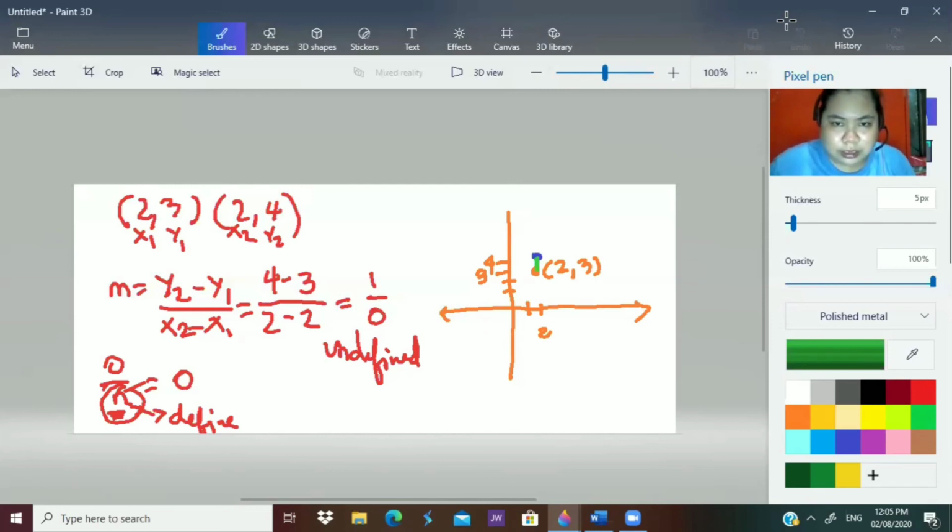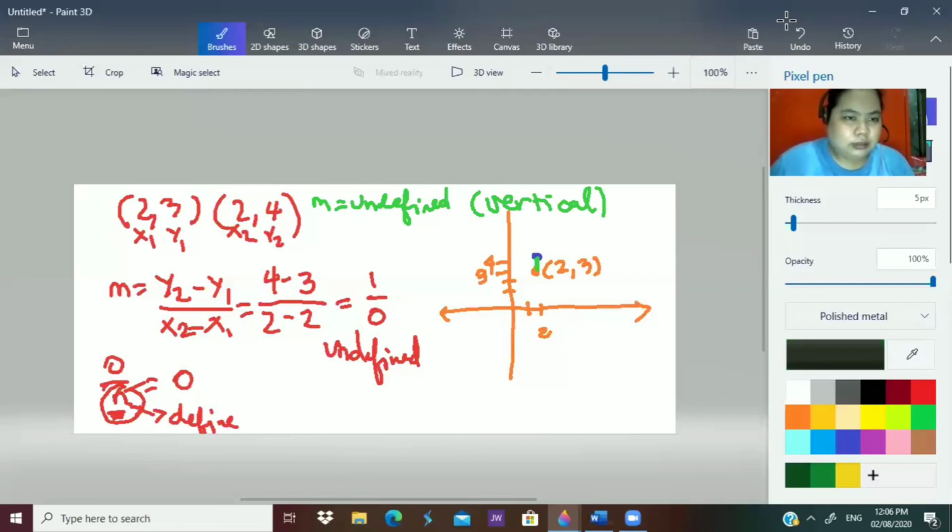Ano napansin nyo sa line natin? Nakatayo siya. Right? So, our slope is undefined if the graph or if the line is vertical. Okay, pag nakatayo. Or, kung mapapansin nyo sa ating pattern, x sub 2 is equal to x sub 1. So, that is undefined. So, at one glance, makikita mo kung undefined siya or hindi. Malaking tulong ng pattern. Mas mabilis yung time mo mag-solve pag marunong kang tumingin ng pattern.